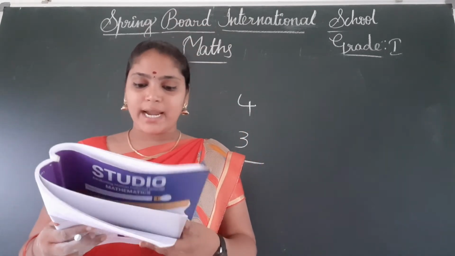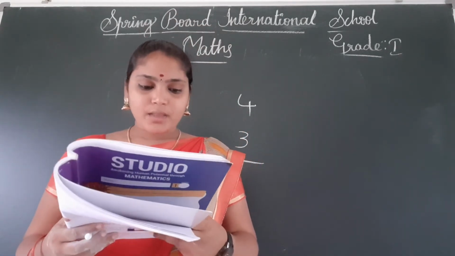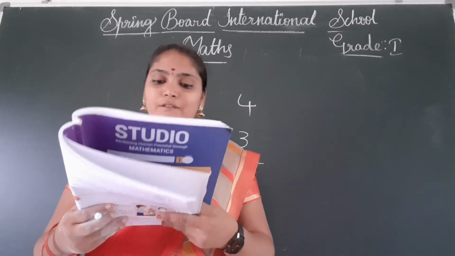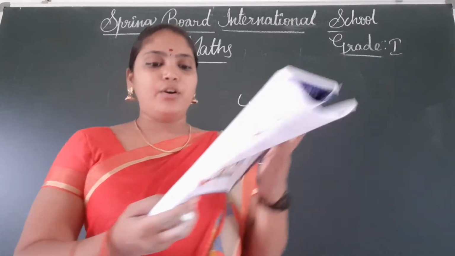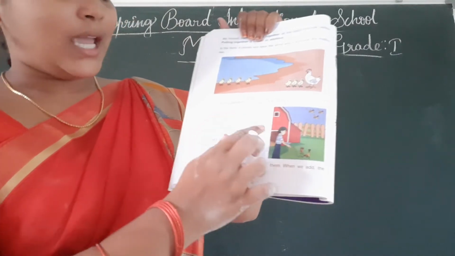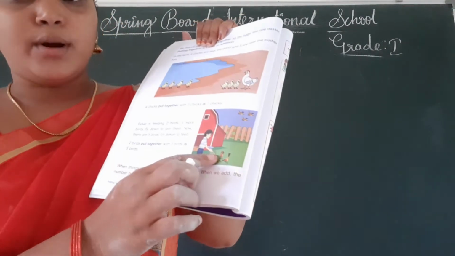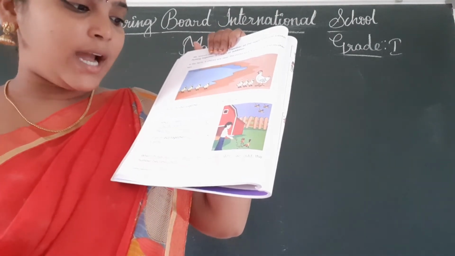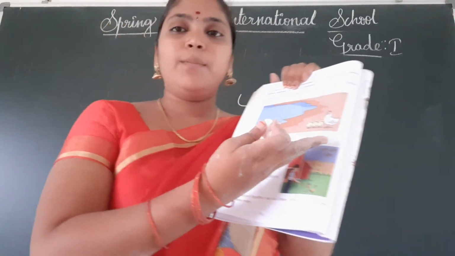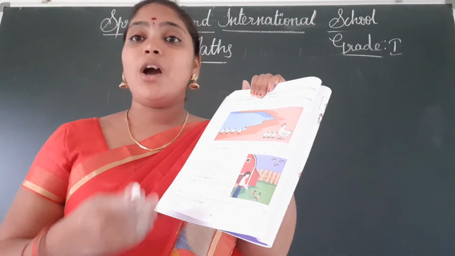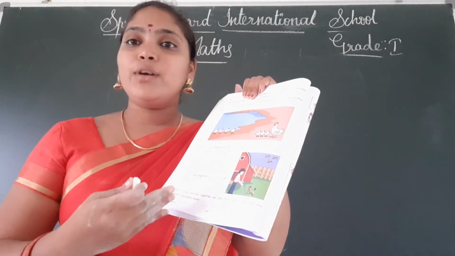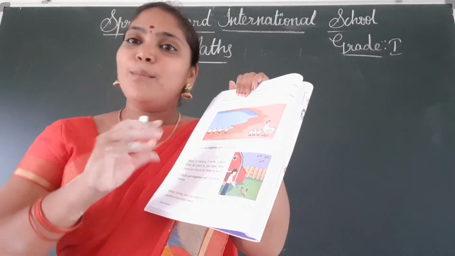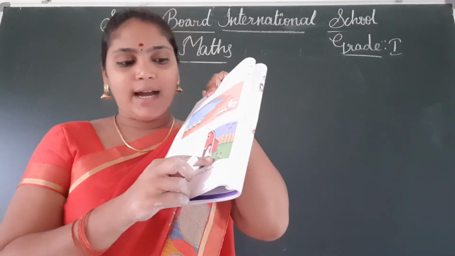Next, Shekhar is feeding 2 birds. 3 more birds fly down to join them. Now there are 5 birds for Shekhar to feed. Okay, here Shekhar is feeding 2 birds, 1 and 2. So 3 more birds fly down to join them. Now how many birds in total here? How do we get the total? You have to put them together.